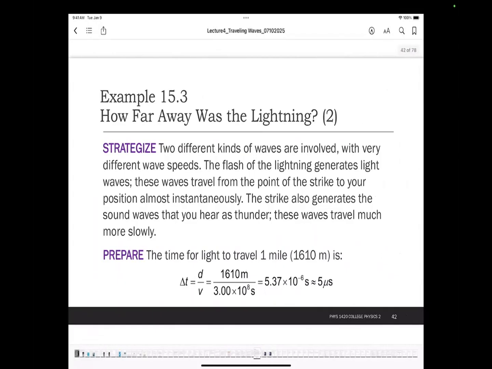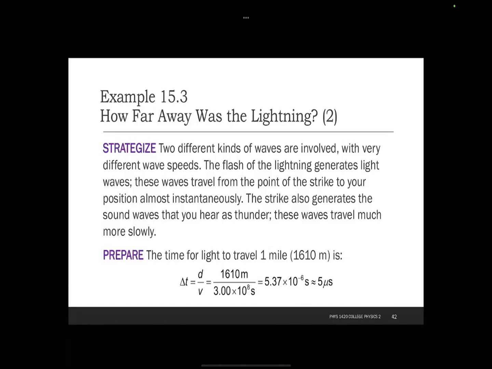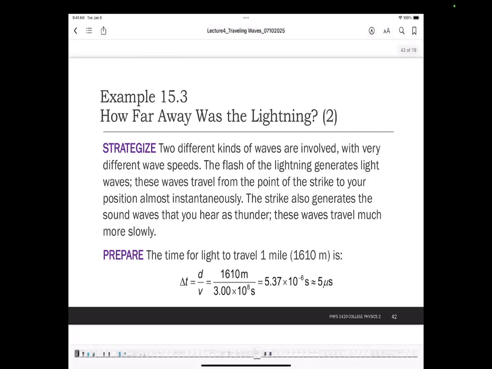I think here is the strategy: two different kinds of waves are involved with very different wave speeds. The flashing of the lightning generates light waves. These waves travel from the point of strike to your position almost instantaneously. Because at the same time you can see the lightning, the strike also generates the sound waves that you hear as thunder. These waves travel much more slowly. So you can see here we have the time for lightning to travel 1 mile is around this value.